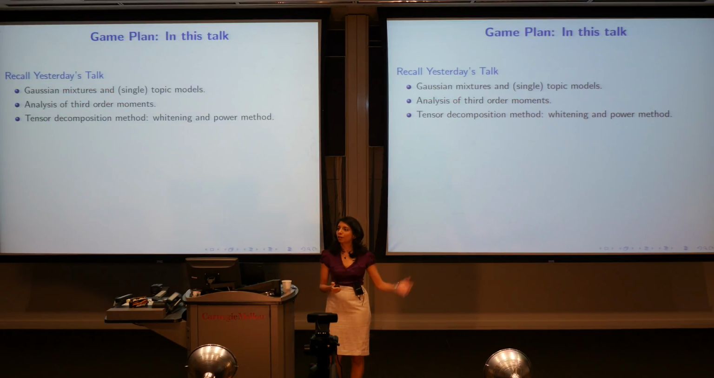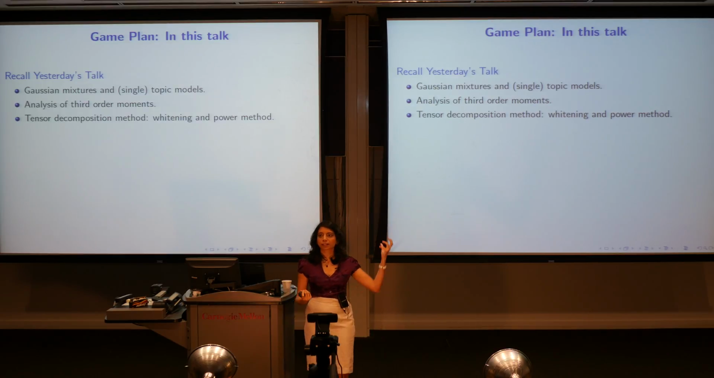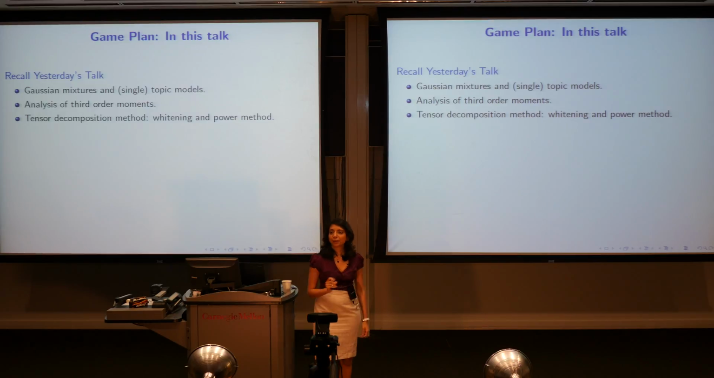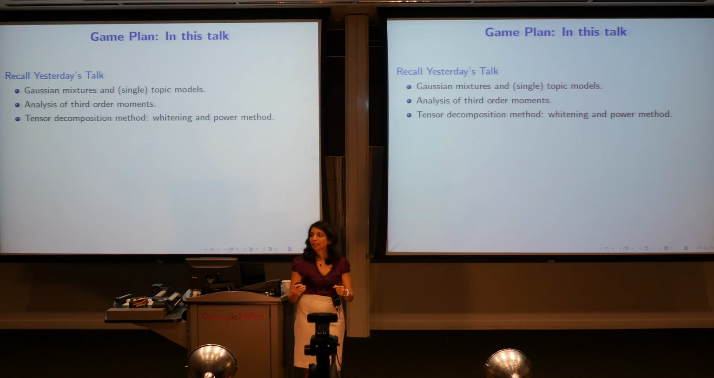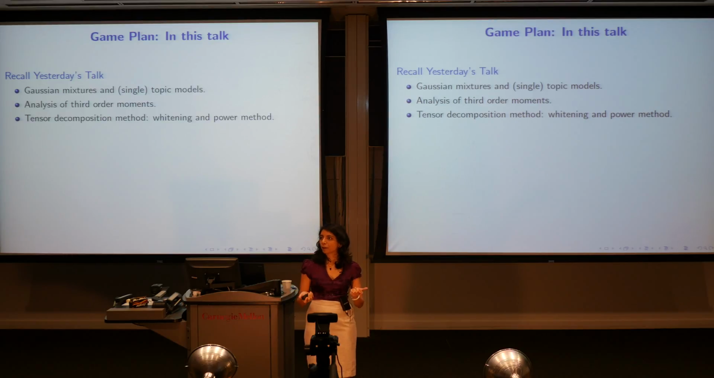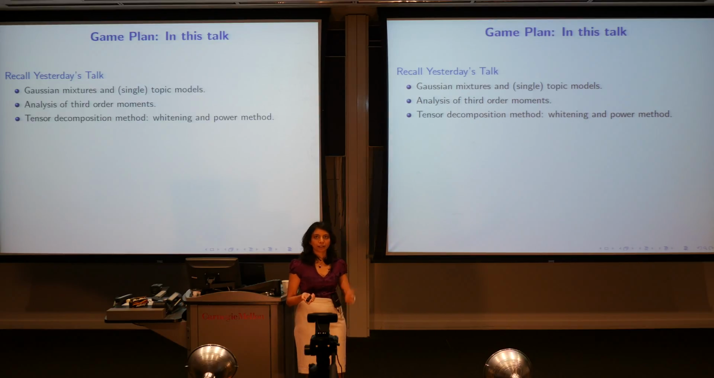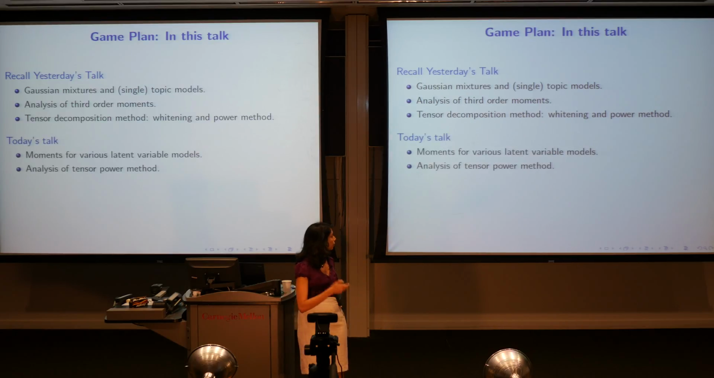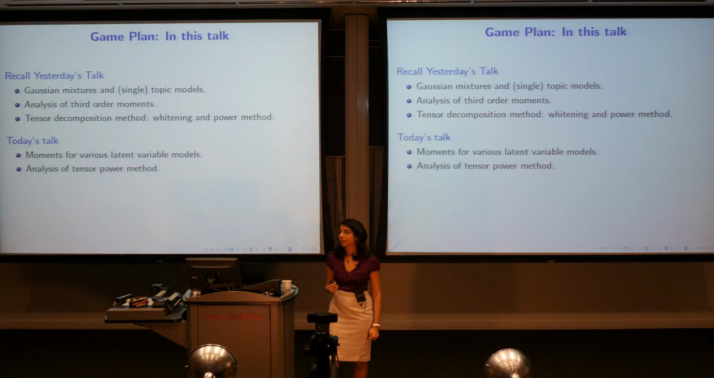So as I said, yesterday's talk involved mostly Gaussian mixtures. I started talking about topic models. And then we talked about the tensor method, which was to first do this whitening, meaning you convert your unknown set of vectors to an orthogonal system, and then we applied this tensor power method to solve an orthogonal tensor decomposition. And today we'll first start with different latent variable models.